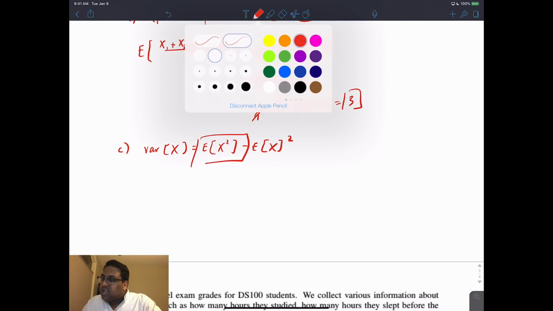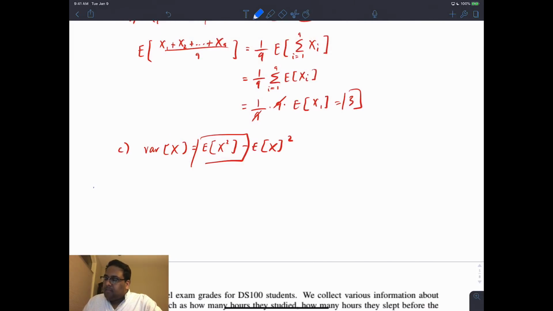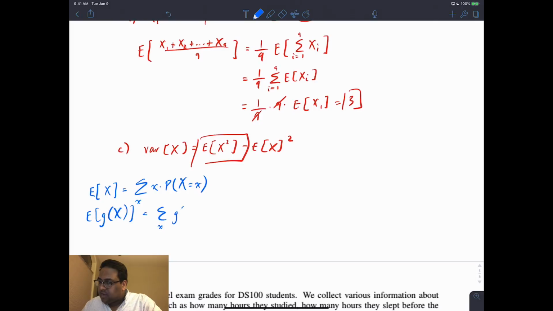And as an aside, one fact of expectations is that the expectation of x is of course the sum of all possible values of x times the probability that the random variable takes on that value. But the expectation of a function of x is a similar sum, but instead it's the function times the probability.